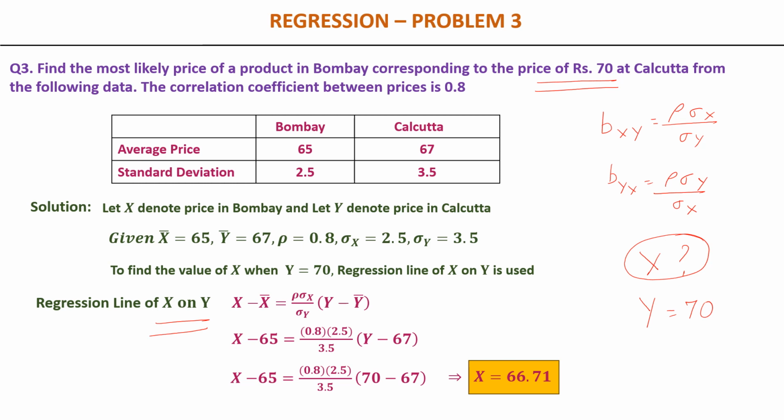So let me write down that equation first. I know x bar, I know y bar, I know rho, I know sigma x, I know sigma y. And now the y value is given to be 70, so that also I know. I will substitute everything, simplify, and get the corresponding value of x, which is the price of the product in Bombay. It is a very simple formula problem because all the data is explicitly given to us. The notation for standard deviation is sigma, and the notation for average is x bar, y bar. This is sigma x, sigma y. Using those results, we have framed the answer.